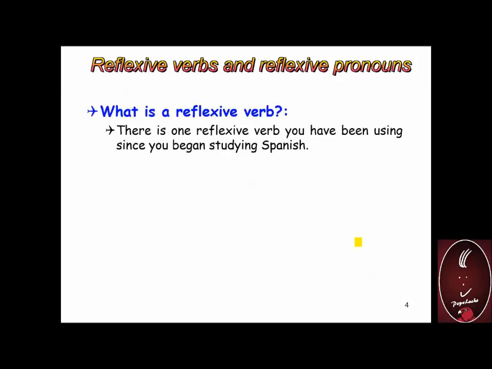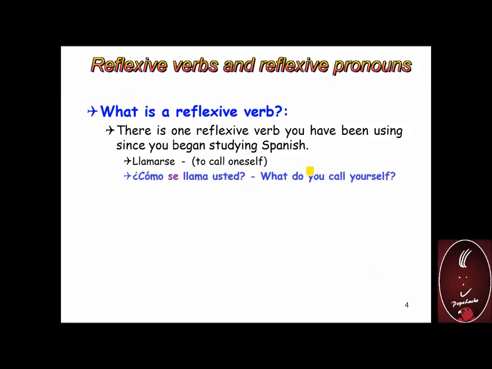There is one reflexive verb that we have been using since we started studying Spanish. The verb is llamarse. The meaning is to call oneself. With this question, ¿Cómo se llama usted? The literal translation for this question should be, what do you call yourself? How do we answer this question? Me llamo José. I call myself José.